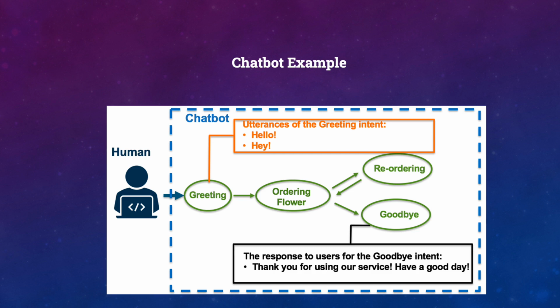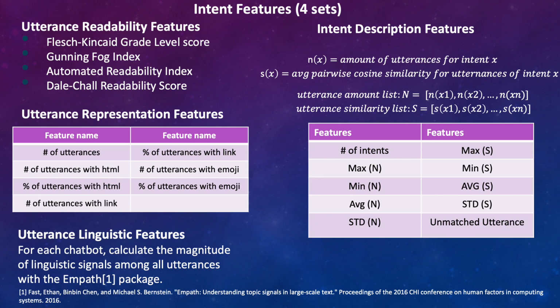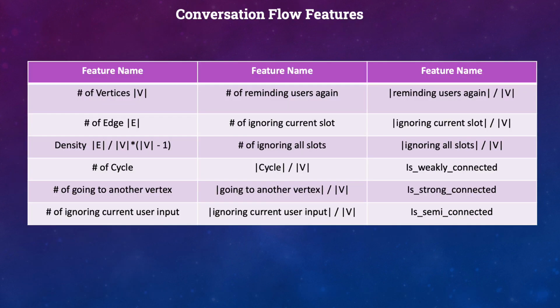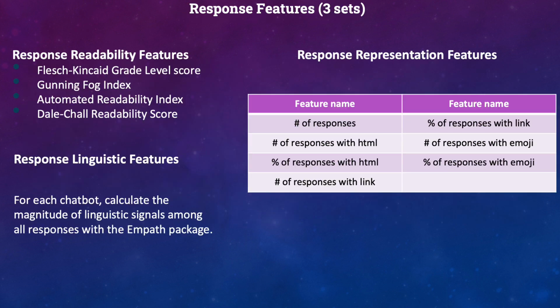Let's first look at intent features. A chatbot can have multiple intents, and for each intent, people need to design utterances which invoke the corresponding intent. In our study, we extract utterance readability features, utterance representation features, utterance linguistic features, and intent description features. Next, given that chatbot conversation flow is a graph, we extract some graph-based features to describe the conversation flow. Finally, for response features, we extract response readability, response linguistic, and response representation features. You can check our paper for the details of all these features mentioned above.